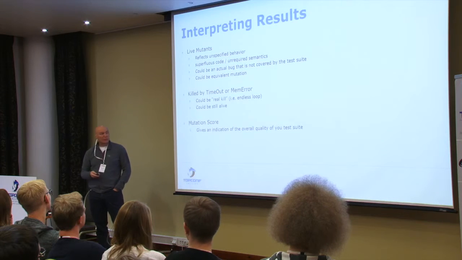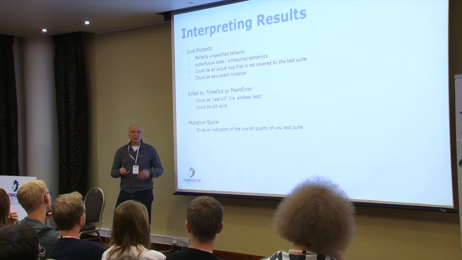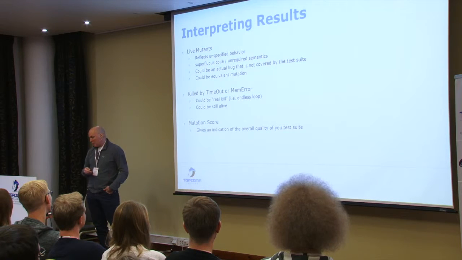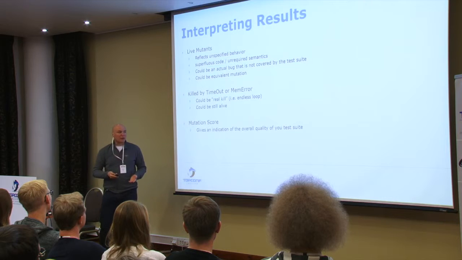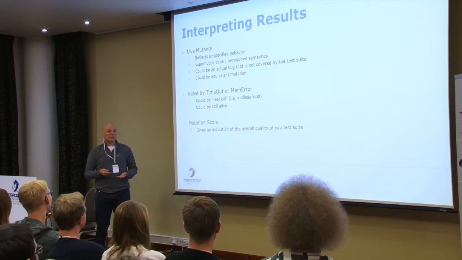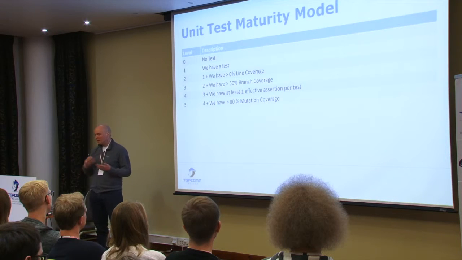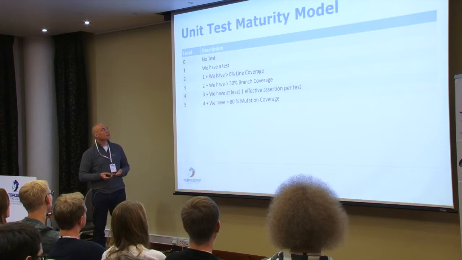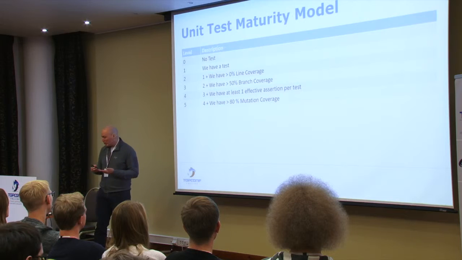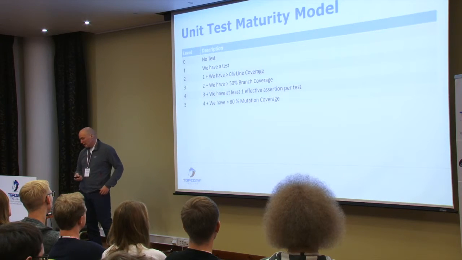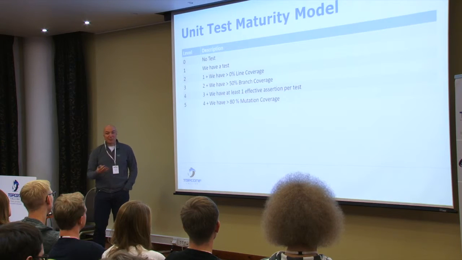In the end, when you have a mutation score, you have an indication of the overall quality of a test suite. Based on the information we have now, we can sort of assess our test suite. I thought something like a unit test maturity model would be good. When we have no unit tests, we have no mature testing at all. If we have at least one test, that's something.